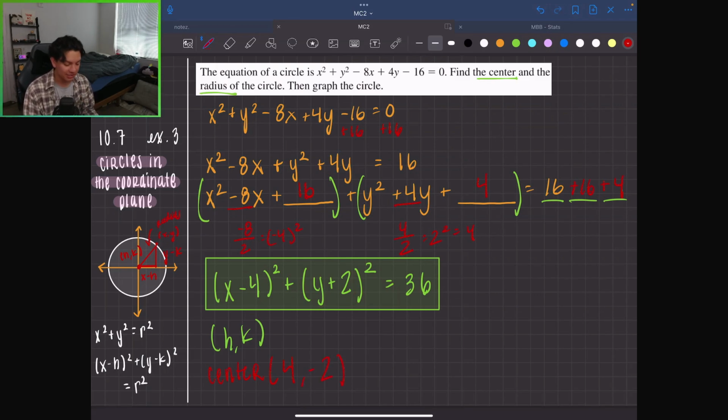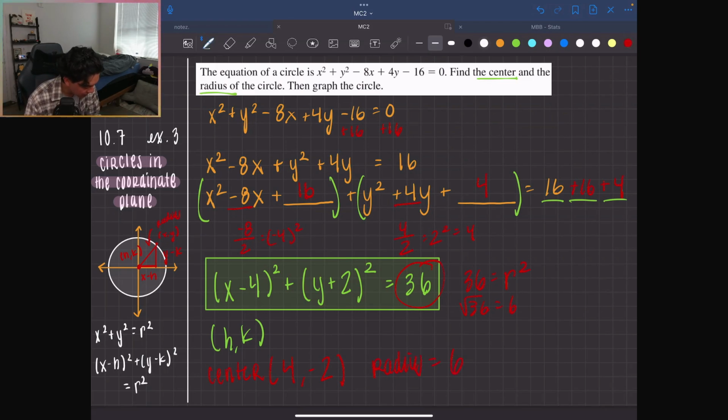What about the radius? Well, since this right here, 36, is our r squared, all we have to do is just square root this. So the square root of 36 is 6, which means that the radius is 6. All right, let's go ahead and graph this.